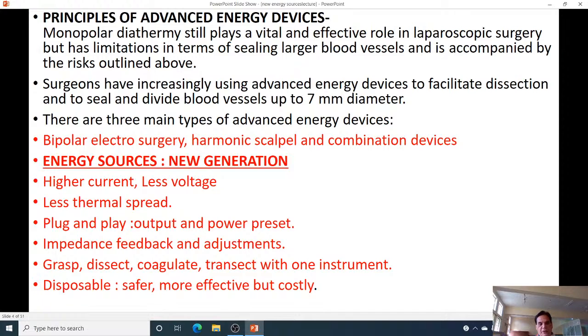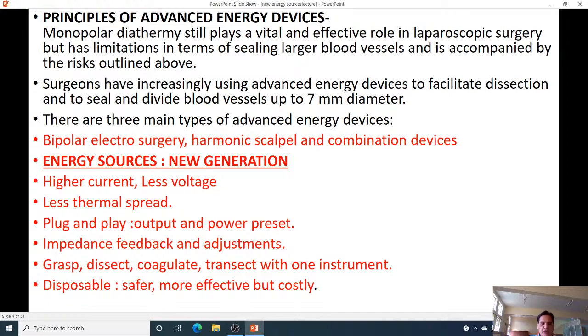That brings us to the devices. Mainly three types of advanced energy devices are available. The commonest is bipolar electrosurgery, that goes to what is called a vessel sealer. Then comes the harmonic scalpel, and a combination of harmonic plus energy. And above all, one must remember the word laser. For laser, everything is different, the energy source is different, the instrument is different, so we'll consider that separately. So remember, these are the energy sources of a new generation.